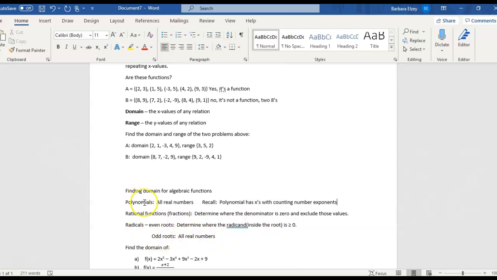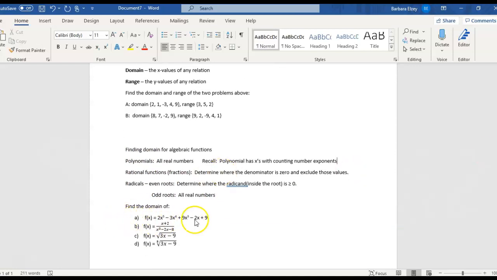Okay, so let's look at examples of all of these. We're going to first find the domain of A. We have this function, and notice that with this function right here, all of our x's have counting numbers for their exponents.